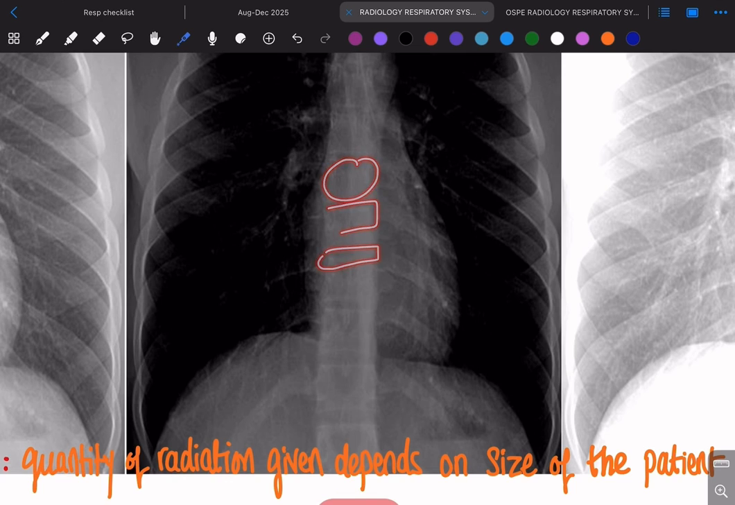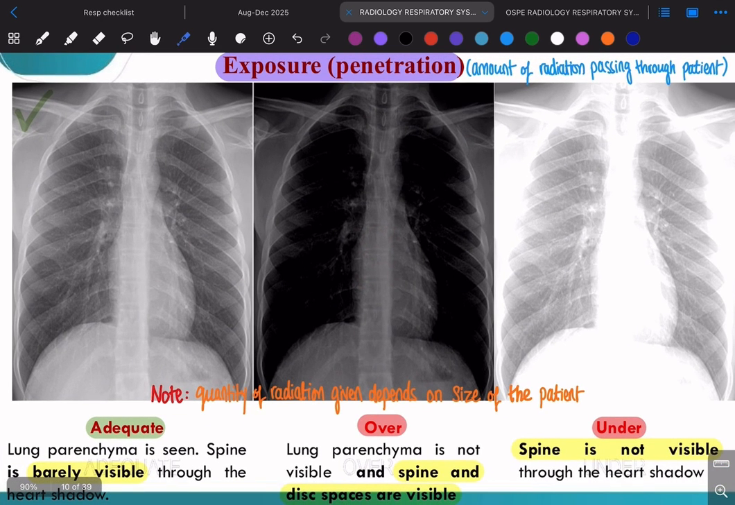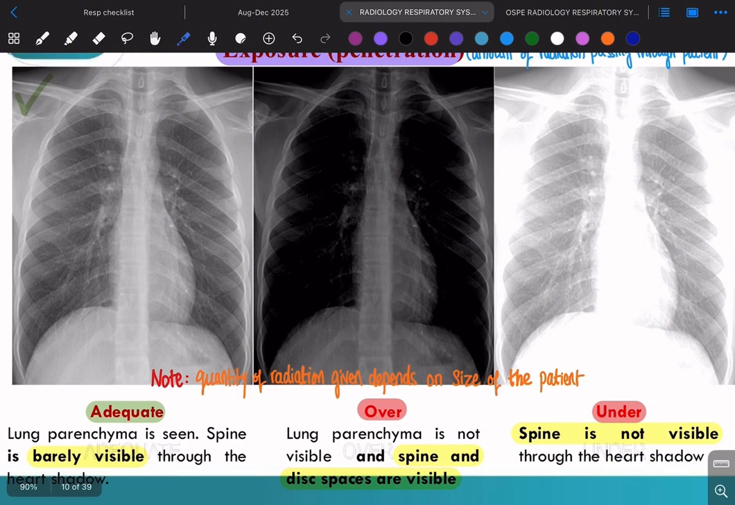Okay, so for the adequate exposure, it's barely visible through the heart shadow. Here for the overexposure, the spine and disc spaces are visible. The last image, the underexposure, with less penetration, is going to appear very white and very bright. We said we're going to use the spine as our reference, and the spine is not even visible. So the spine is not visible at all in the underexposure or under radiation.